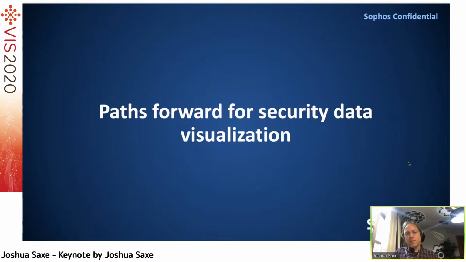Okay, so I've touched on what I think are the important challenges in our field, and I've touched on some paths forward, and now I want to talk more explicitly about paths forward for security data visualization. And then finally, I'm going to give some examples of, I think, visualization work that does a really good job of addressing the modern opportunity landscape for VizSec.